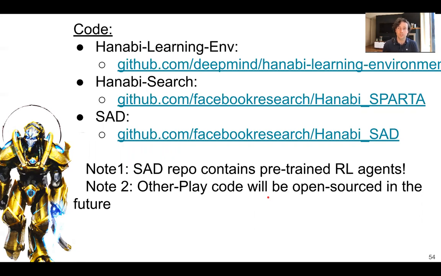So we've open sourced the Hanabi learning environment, we've open sourced the code for Hanabi search, we've open sourced the code for the simplified action decoder, including pre-trained state-of-the-art RL agents, and we will open source the code for other play in the future. So with this, I encourage you to join me on this journey. Let's really start thinking about coordination deeply in these fully cooperative partially observable settings, because it is absolutely crucial and it's entirely underexplored in the scientific community.